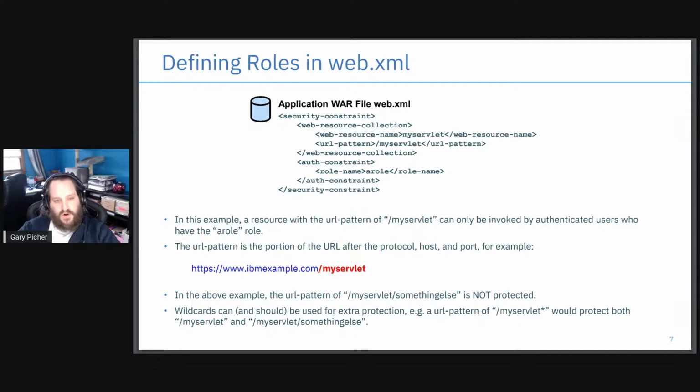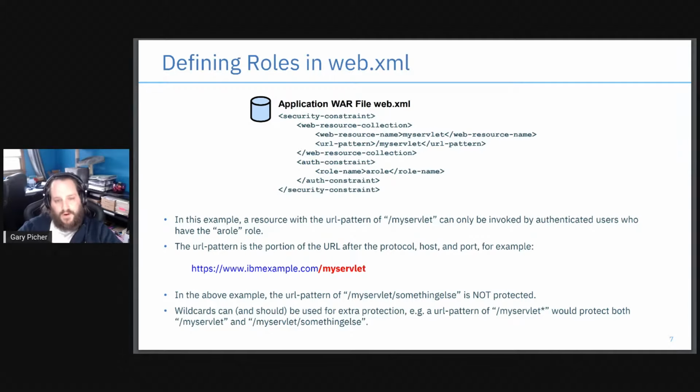So if you look at the second bullet in this chart, if you define a URL pattern of /myservlet and it's running in www.ibm.example.com, then this is the URL in the second bullet that will be protected by this web resource definition. Okay. After we've defined the web resource collection, we go on to define an auth constraint. And in the auth constraint, we've said, okay, this web resource collection is restricted to people with the A role name. So in this example, we've said any resource with a URL pattern of /myservlet can only be invoked by an authenticated user who has the A role.